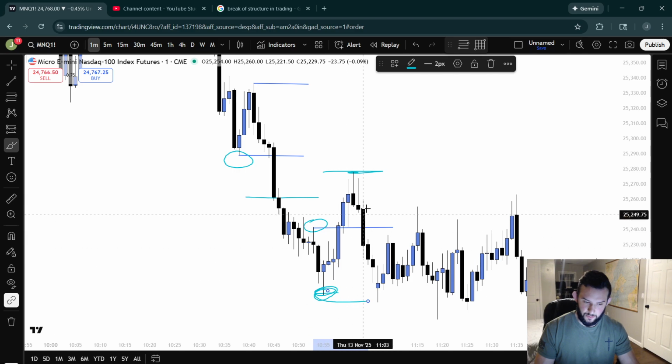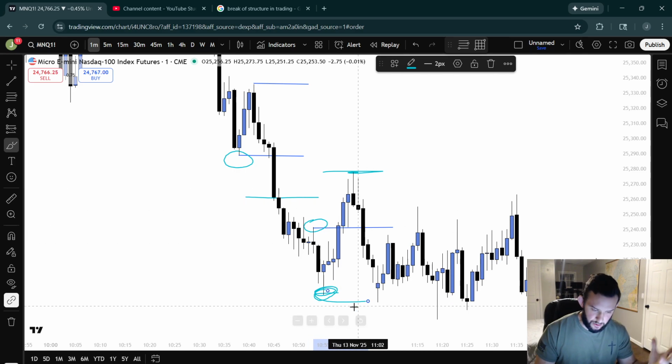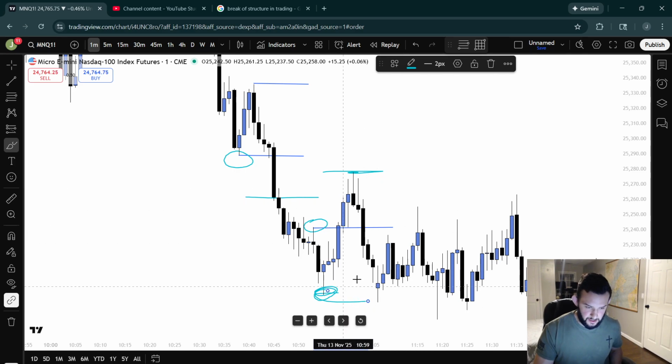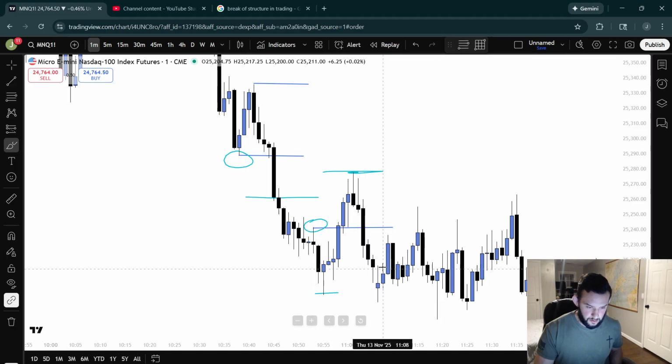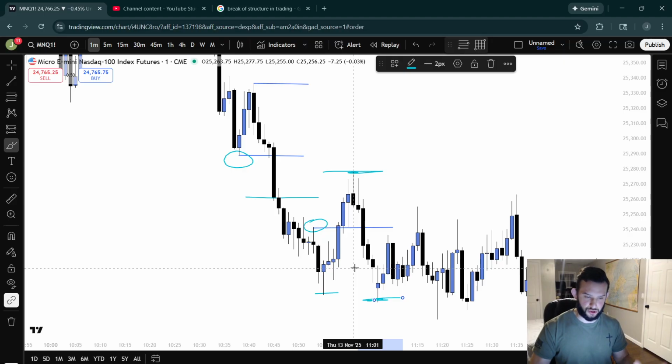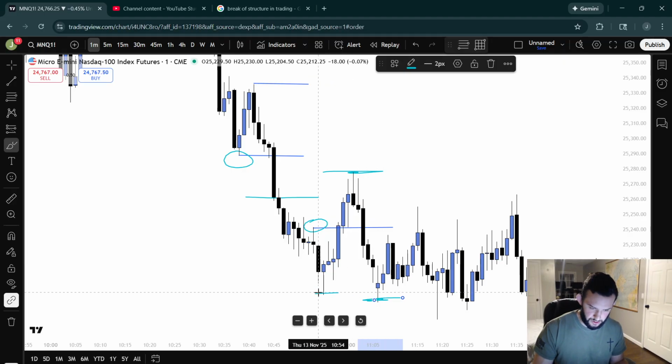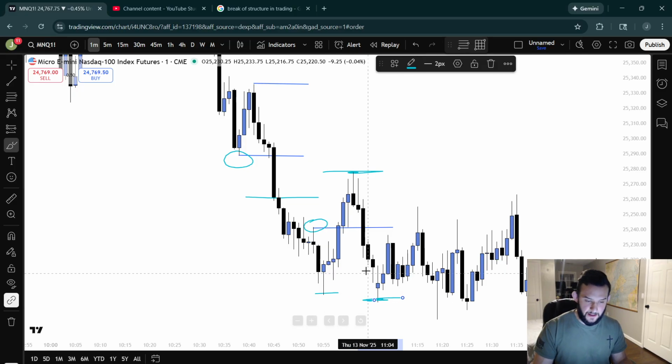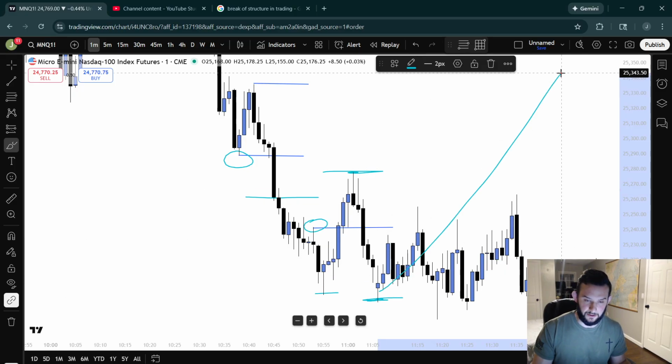So it doesn't mean that we broke structure and are going into a downtrend. This low right here that is formed, just because it's a lower low, does not mean that we broke structure, right? It does not, because we didn't get a candle closure. This is a perfect example of this, because all this could be is a manipulation to move all the way back up.